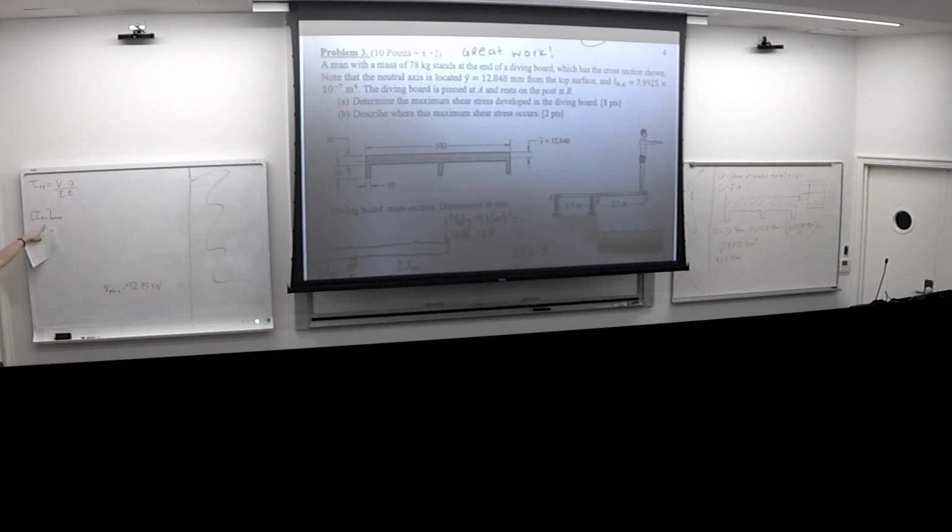So the maximum tau is the maximum shear force times Q, times, it's going to be I at the neutral axis. It gave us I and A, but like I said in the last question, whenever you're dealing with maximums, you're dealing with things at the neutral axis. So we know we're using that one.